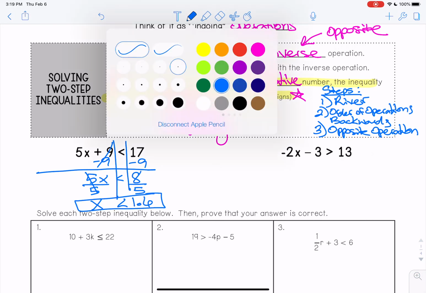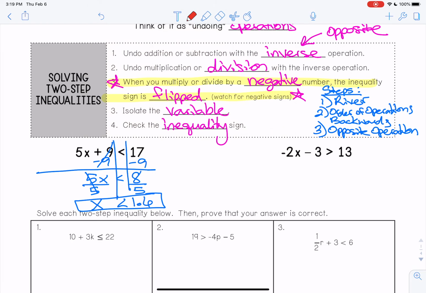Okay. Let's try the next example. Step 1, draw the river. Second step, order of operations backwards. So that -3 is going to come before that -2 times x, right? So third step, we do the opposite. The opposite of subtracting 3 would be to add 3. The 3's cancel out and we get -2x is greater than 16.